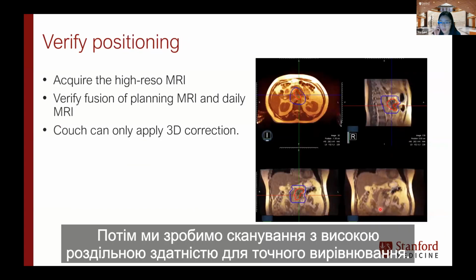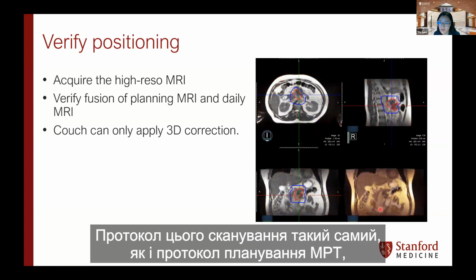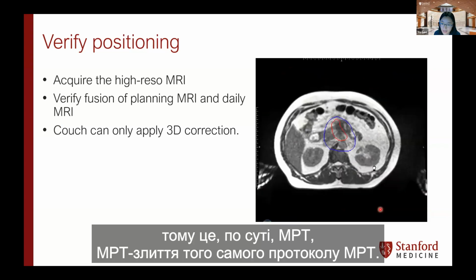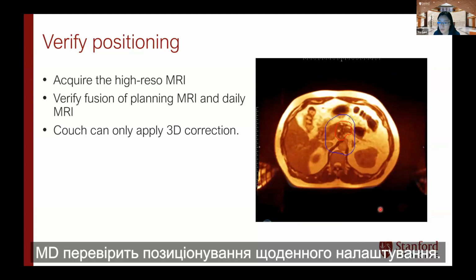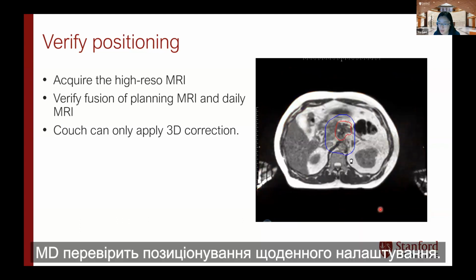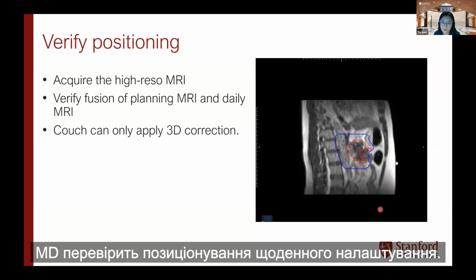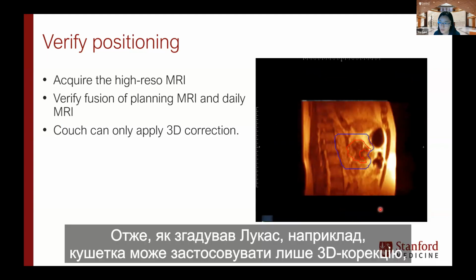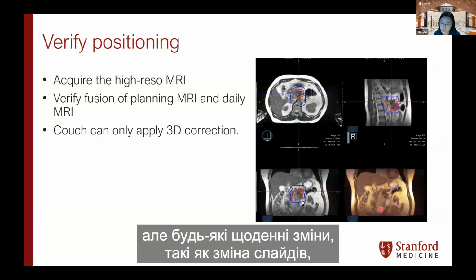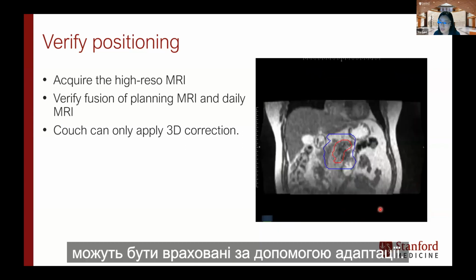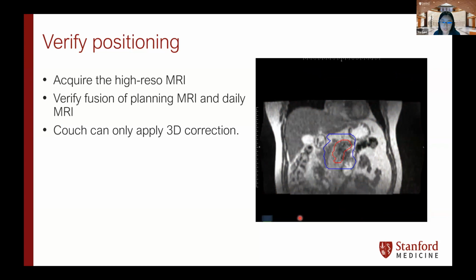Then we'll acquire a high resolution scan for the fine alignment. This scan protocol is the same protocol as the planning MRI, so it's essentially an MR fusion of the same MR protocol. The MD will verify the positioning of the daily setup. As Lucas mentioned, the couch can only apply 3D correction, but any day-to-day slight change can be accounted for by doing the adaptation.